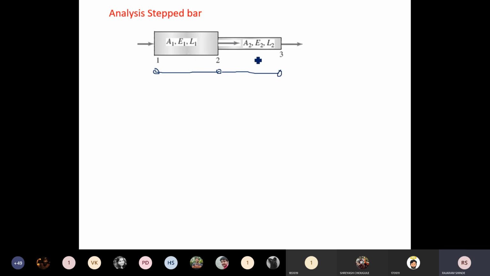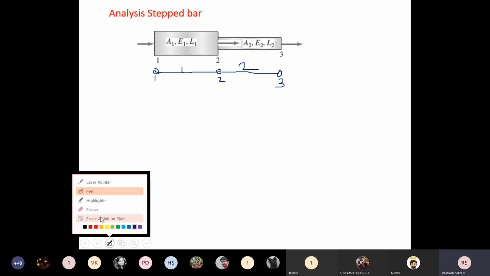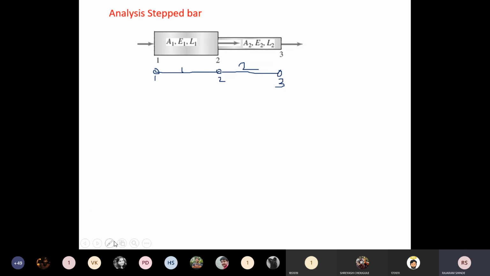When there is a sudden change in the geometry, you have to introduce an element. This is your element number 1, this is your element number 2, and this one is node number 1, this is node number 2, and this is node number 3. You see this node number 2 is shared by the first and second element. Now this is the discretization process.